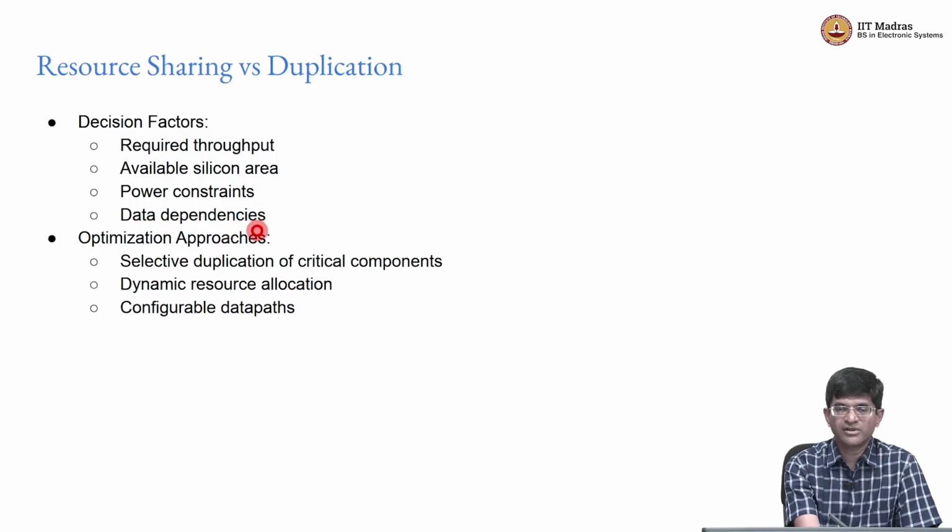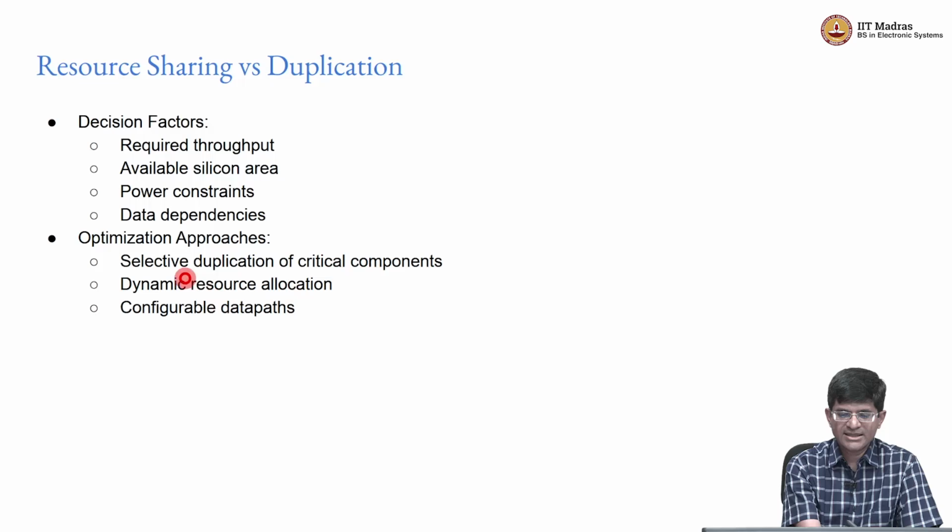And of course, in case you have data dependencies, you might find that duplication is actually a waste of time. In other words, you cannot really benefit from having, let's say, 16 different multiplier units, because the data that you are trying to multiply actually depends on what was computed earlier. So, there are a number of different decision factors. In other words, you need to understand the problem you are trying to solve before you can take a decision on which of these optimizations to apply.